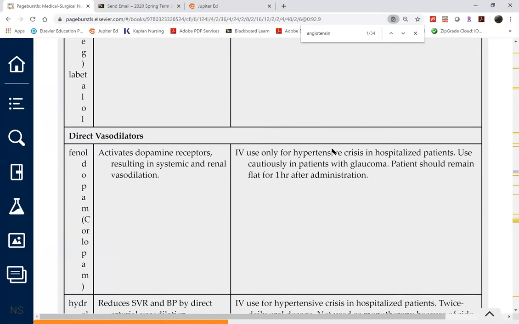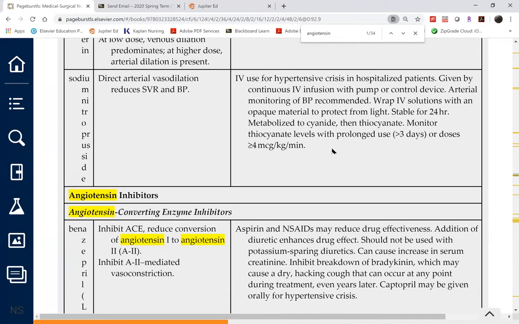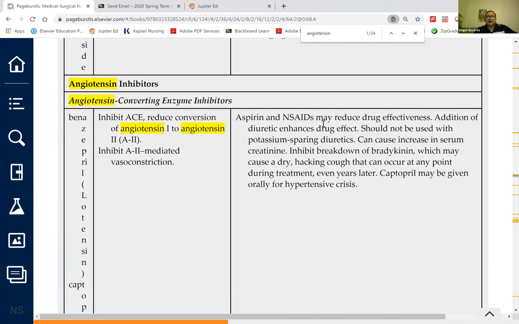It was further up. Oh, down. Oh, right here. Okay. So here, there's a warning: aspirin and NSAIDs may decrease effectiveness.